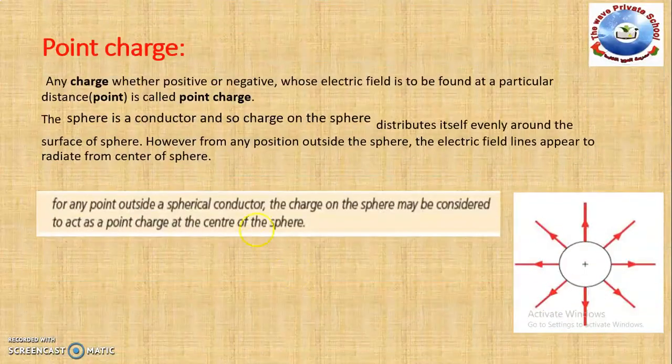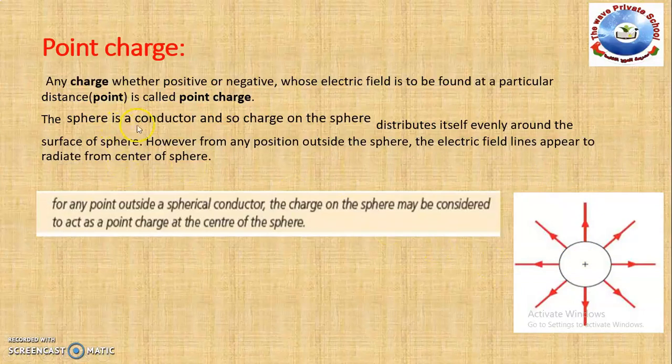Now we will move to the point charges. And what is a point charge? Any charge, whether positive or negative, whose electric field is to be found at a particular point or at a particular distance, is called a point charge. Any charge, as you can see here, if any charge is present and we have to find the electric field at this point, then that charge is called point charge.